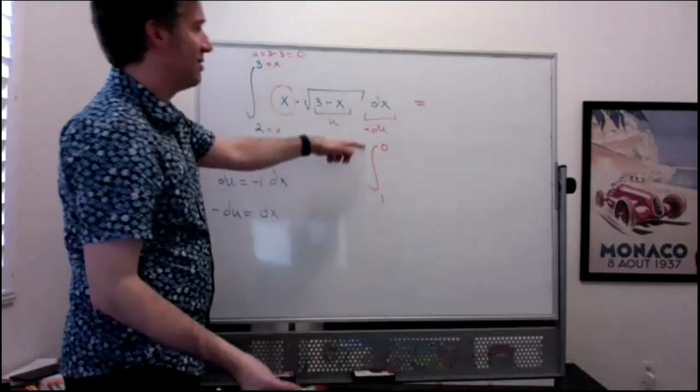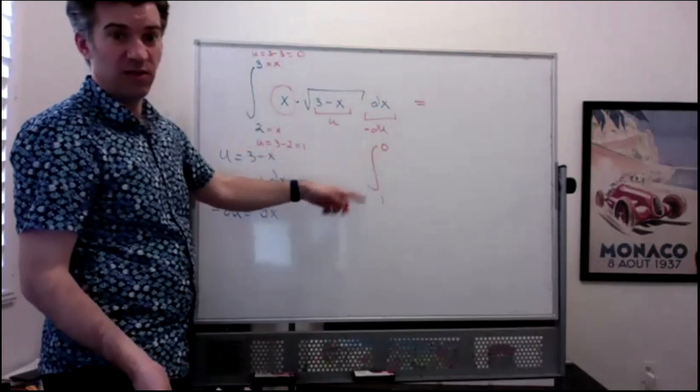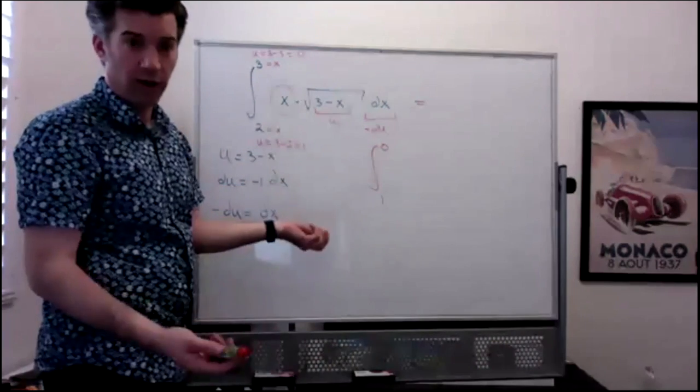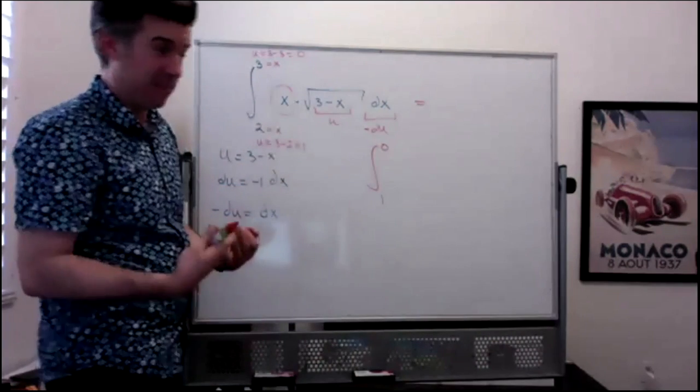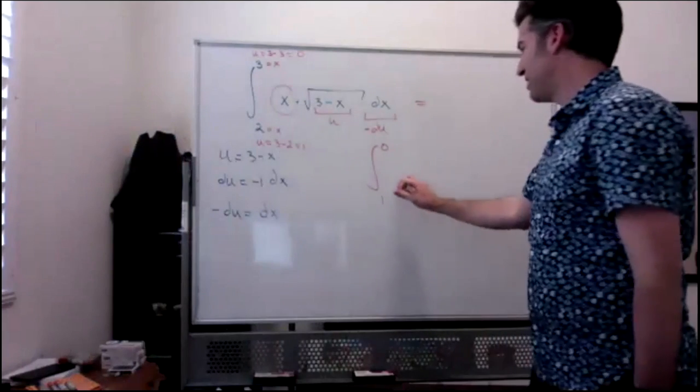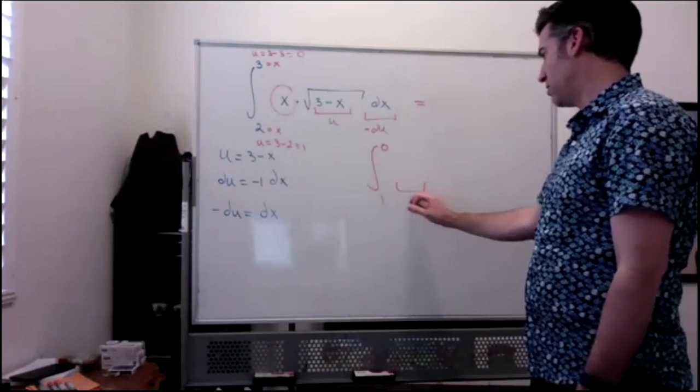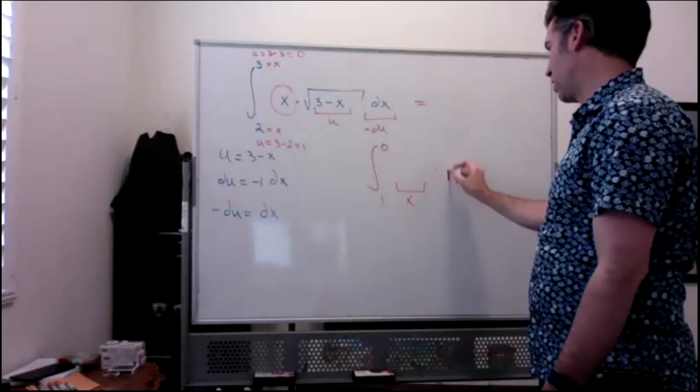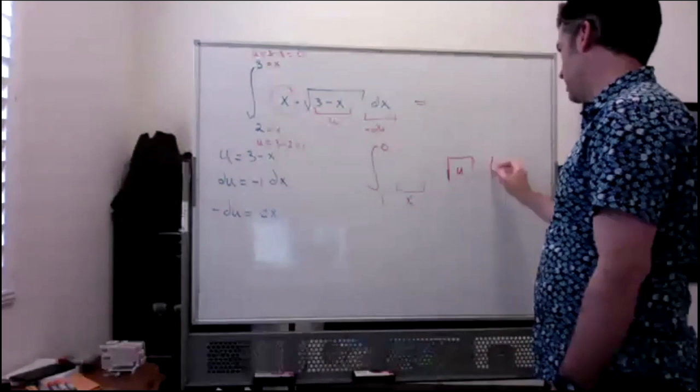Oh, look, here's that thing happening that I said might happen where the limits of integration are kind of out of order of the normal way. That's fine. That's something that happens. And then I've got this x thing here, which I'm going to deal with in a minute, times the square root of u times negative du.